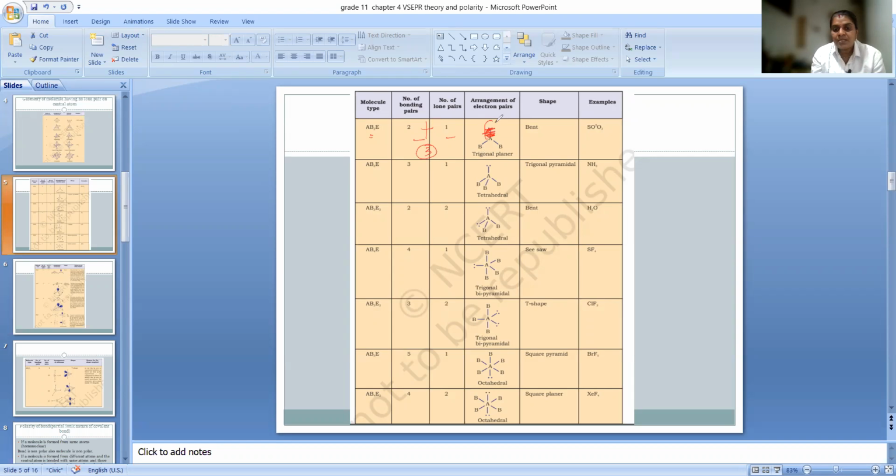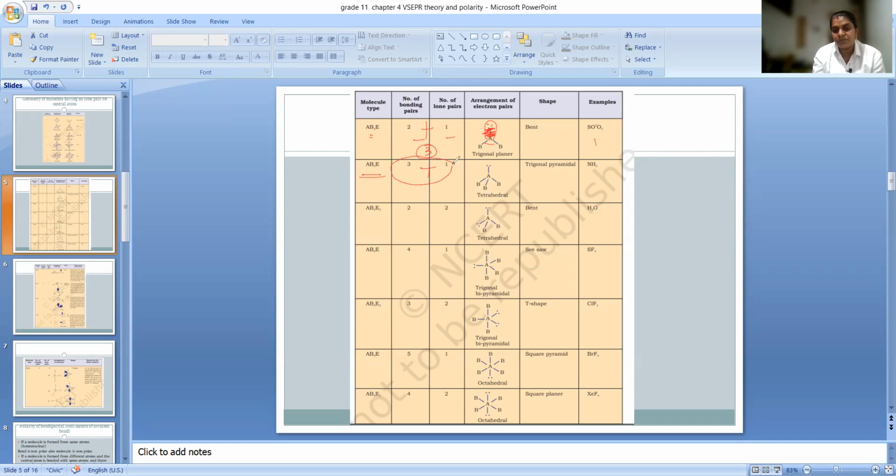And the lone pair will be staying at maximum distance from the bond pairs, and the bond pairs will come very close together. So what we are expecting is 120 degrees, but it will be shorter than 120 degrees, 119 or 118 degrees it will become. Okay.